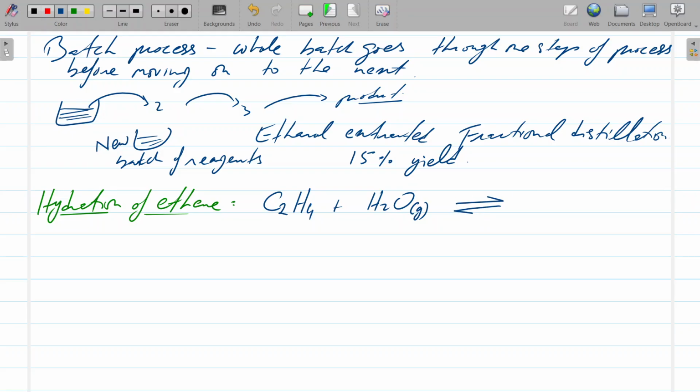The conditions are 300 degrees centigrade. We've done this earlier, but still 6,000 kilopascals of pressure. Sorry, 6,000, not 600. And you are using a phosphoric acid catalyst. So, phosphoric acid catalyst. And you're ending up with ethanol.